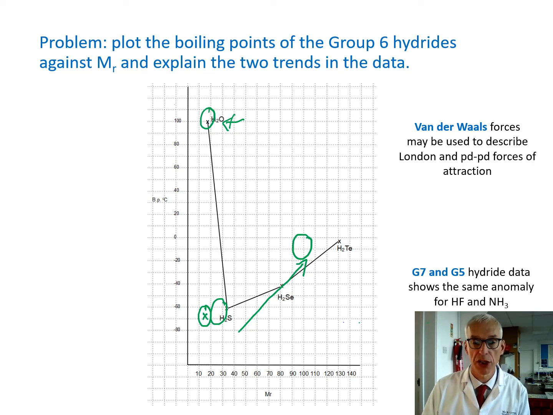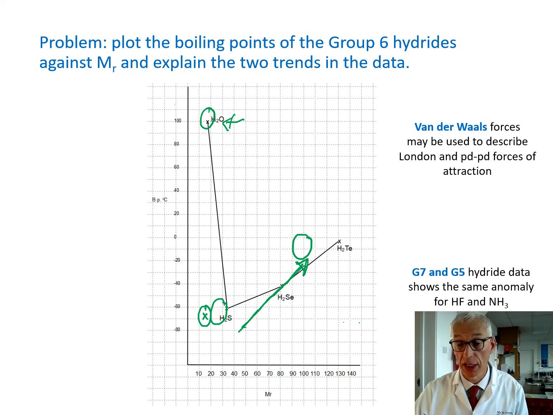So we've got a special type of permanent dipole that is much stronger than the permanent dipole that we see in the trend hydrogen sulfide to hydrogen telluride. If I gave you the data for group 7 and group 5 hydrides, you would see the same anomalously high boiling point for hydrogen fluoride and ammonia. But to save time and your patience, I'm not going to ask you to do that.